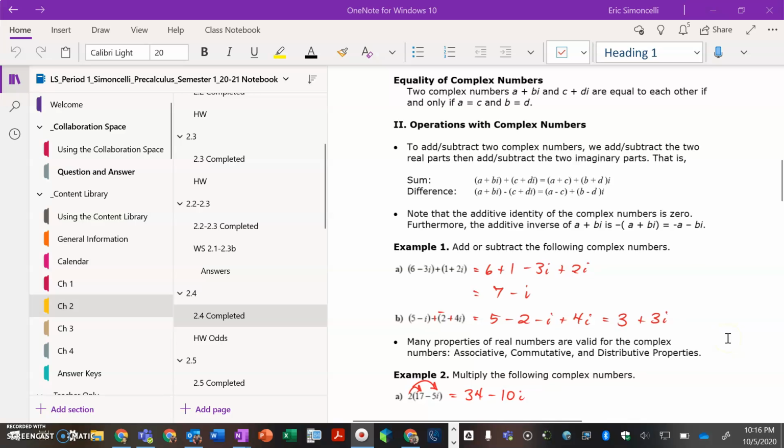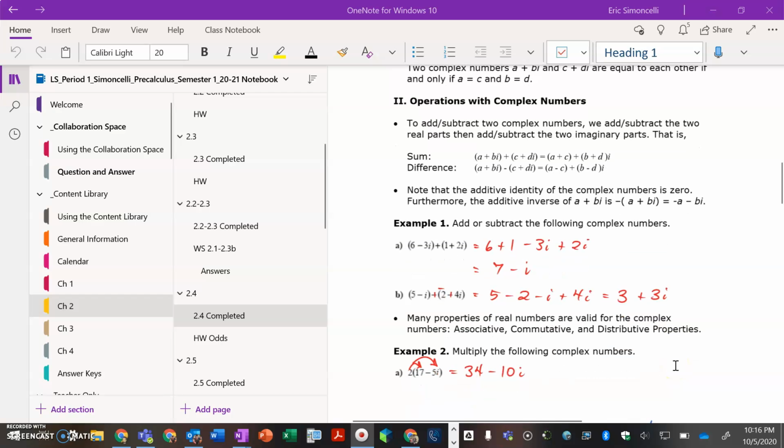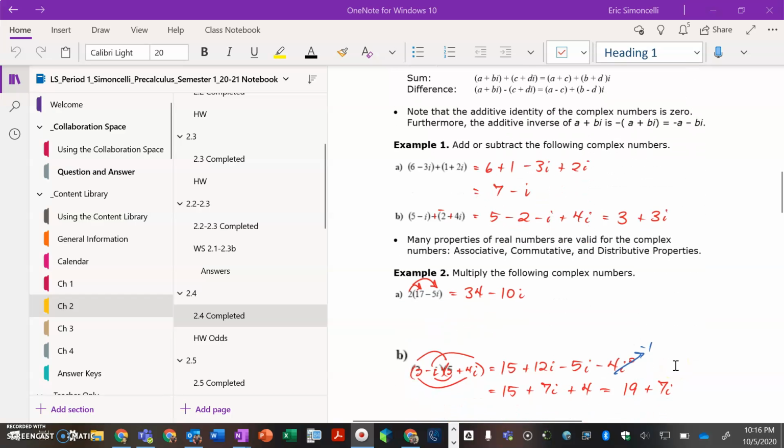Many properties of real numbers are valid for the complex numbers: associative, commutative, and distributive properties. So for example, if we're multiplying the following complex numbers, noting 2 times this quantity 17 minus 5i, we distribute the 2, we end up with 34, and then here, negative 10i.